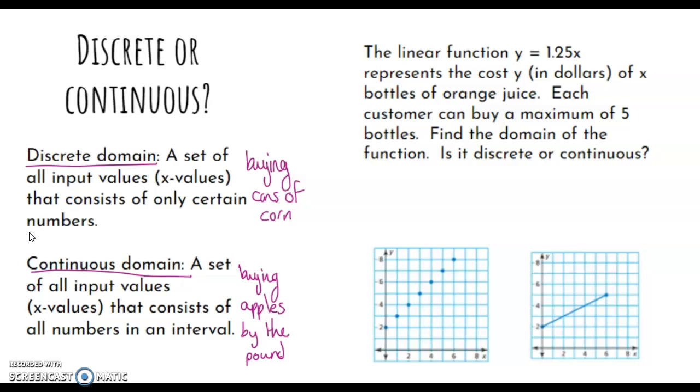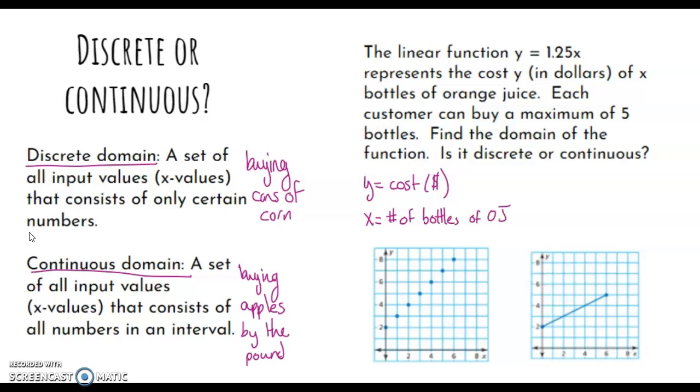So let's look at the example they have. The linear function y equals 1.25x represents the cost in dollars. Okay, we always write this down. Y is the cost in dollars, okay? And X is how many bottles of orange juice you buy. So number of bottles of OJ.